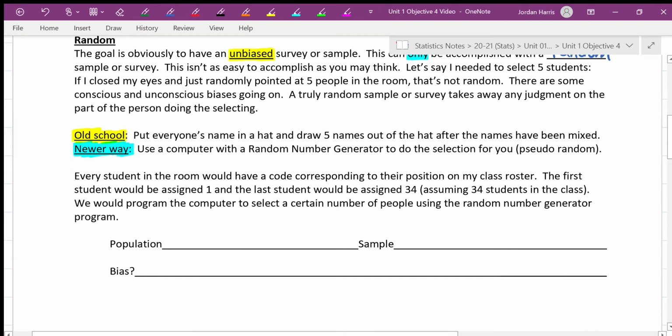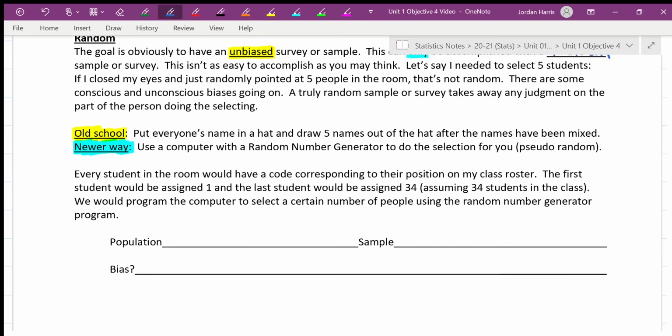Every student in the room would have a code corresponding to their position on my class roster. The first student would be assigned 1, the last student would be assigned 34, assuming 34 students in the class. We would program the computer to select a certain number of people using the random number generator program.